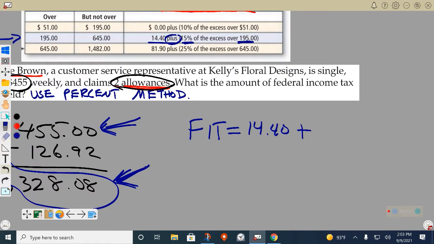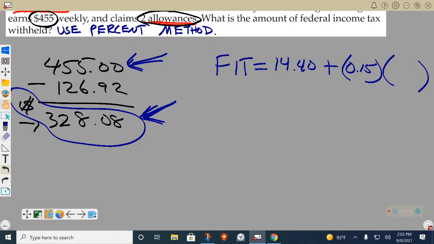So I'm going to put 15% as a pure decimal. Remember we worked on that in week 1? 15% as a pure decimal would be 0.15, right? I'm going to multiply that by the total overage. How much is she over 195? Well, let's see, 328.08. I'll put excess right here.